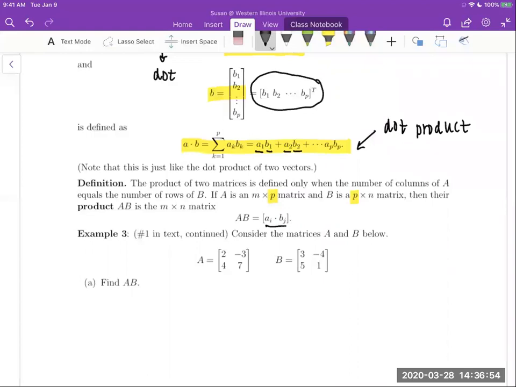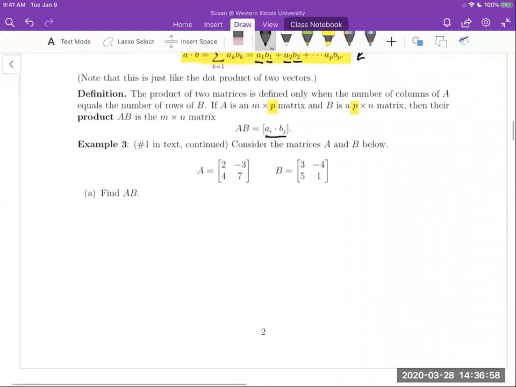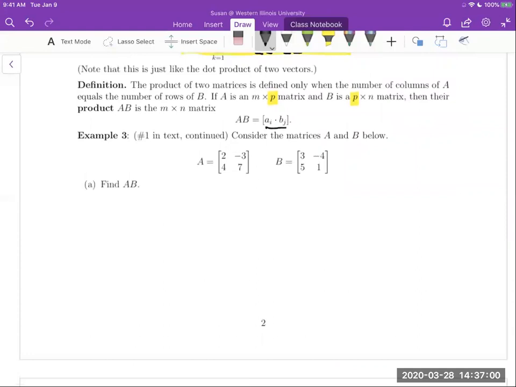So I think this is best understood when you just jump into an example. Let's look at example 3. We're using those same two matrices that we had in example 1. We want to find the product AB. So first, let's just write our matrices out next to each other. So here's A, and then next to it is B.